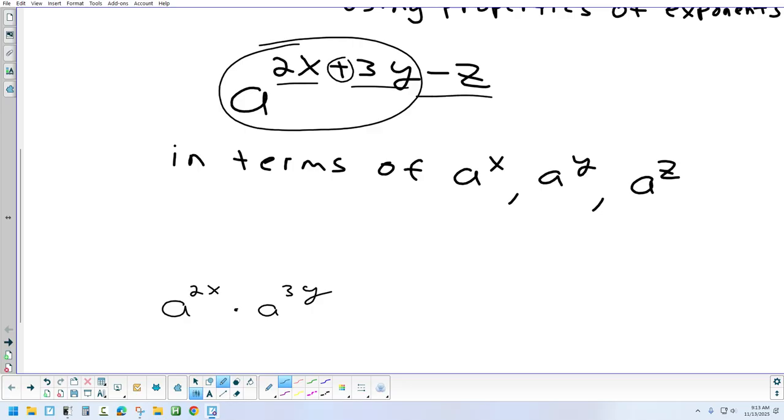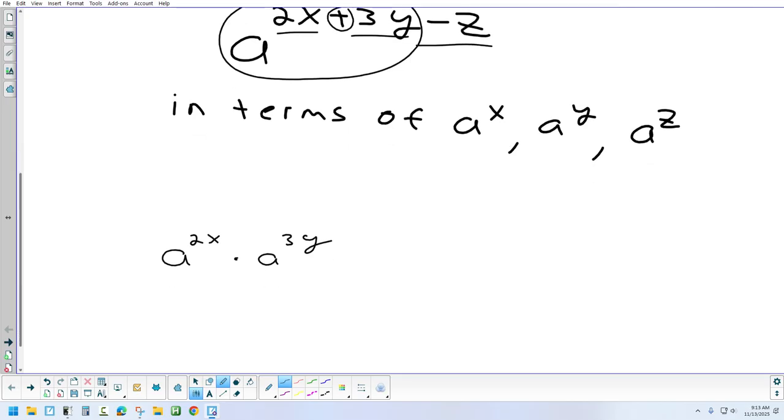Now we've got a minus z on the end. What would cause you to minus something in the exponent? Yeah, division. So what would we put here to cause the minus z? Yep, divided by a to the z. Divide that whole thing by a to the z. Okay, so we've got part of what they want. It said write it in terms of a to the z. We've got a to the z now, but we still have a to the 2x and a to the 3y. I don't want those 2's and 3's next to the variable.